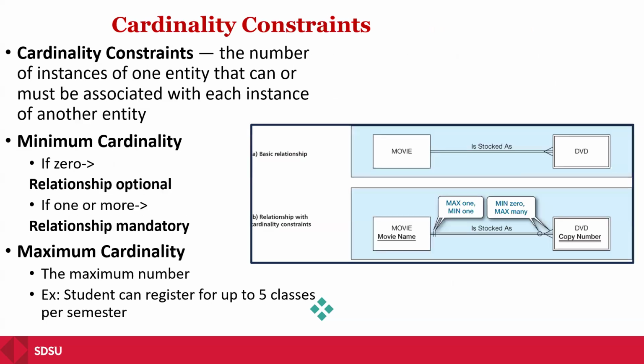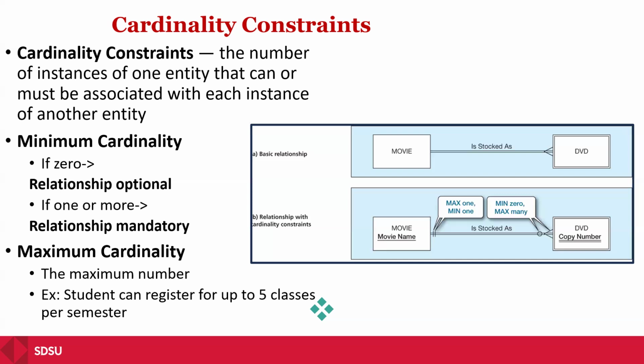Okay. Now let's look at the cardinalities from the cardinality constraint. The cardinality constraint can help us decide whether a relationship is mandatory or optional. Cardinality constraints are the number of instances of each entity that can be associated with each instance of another entity.